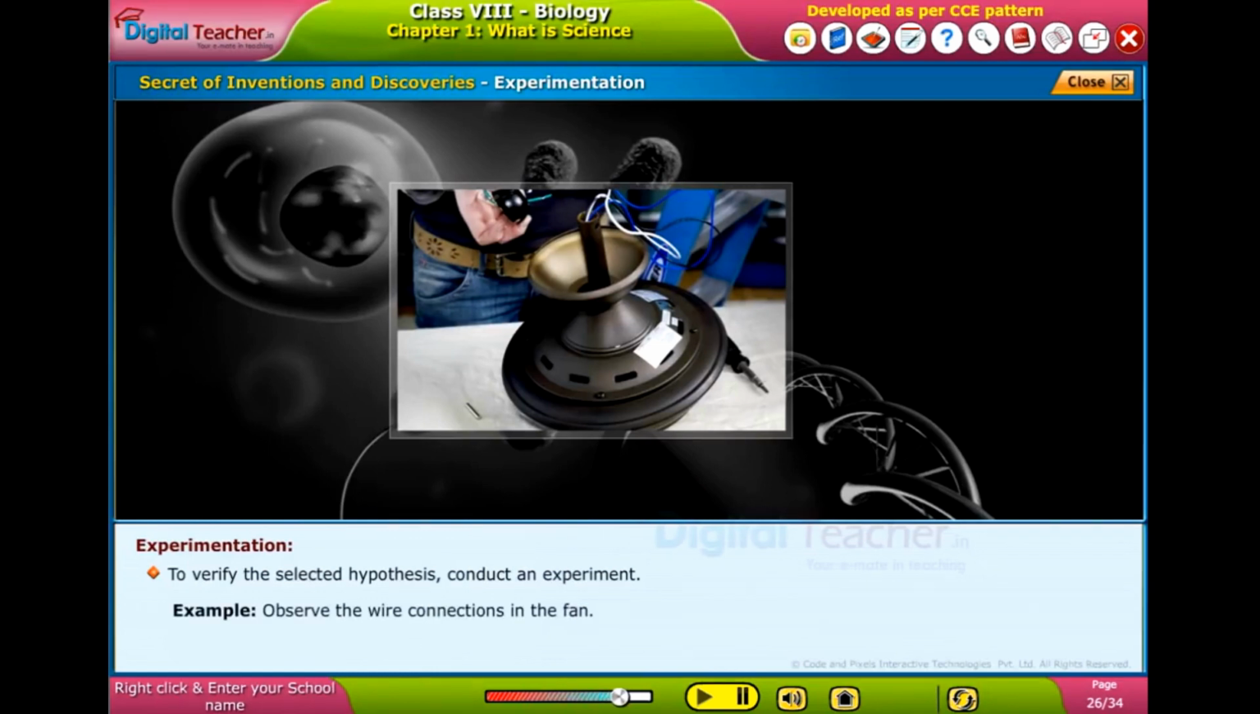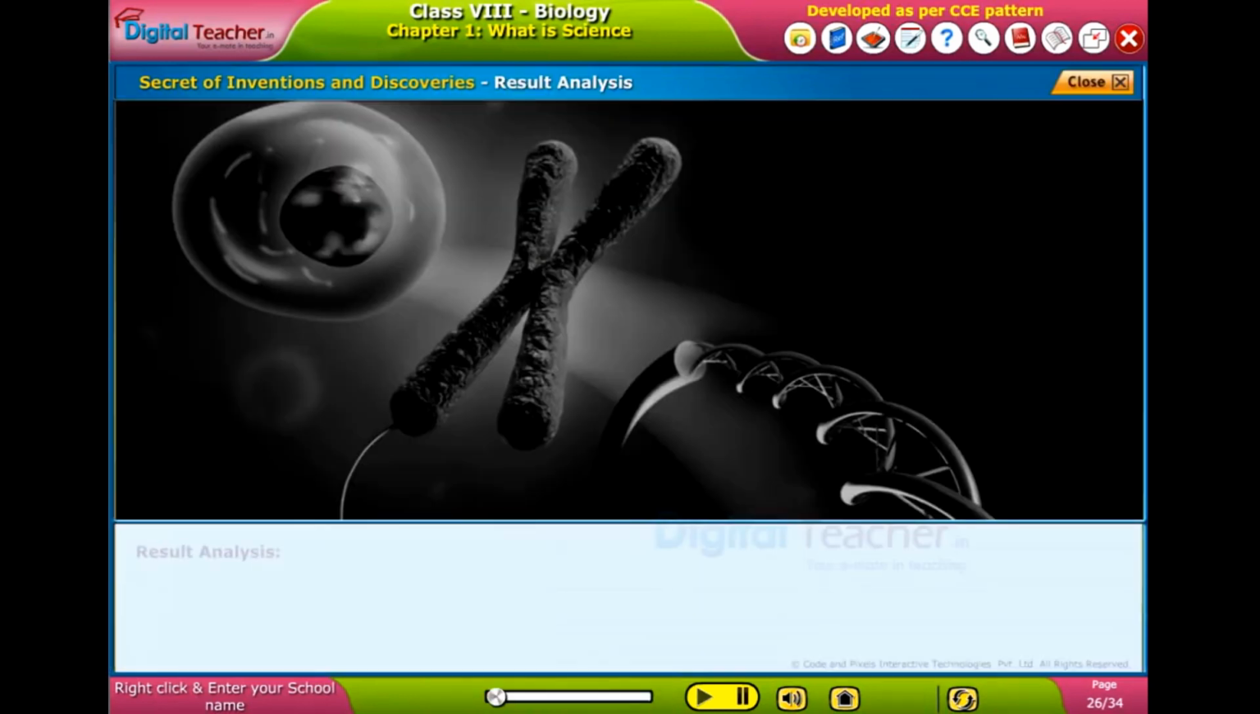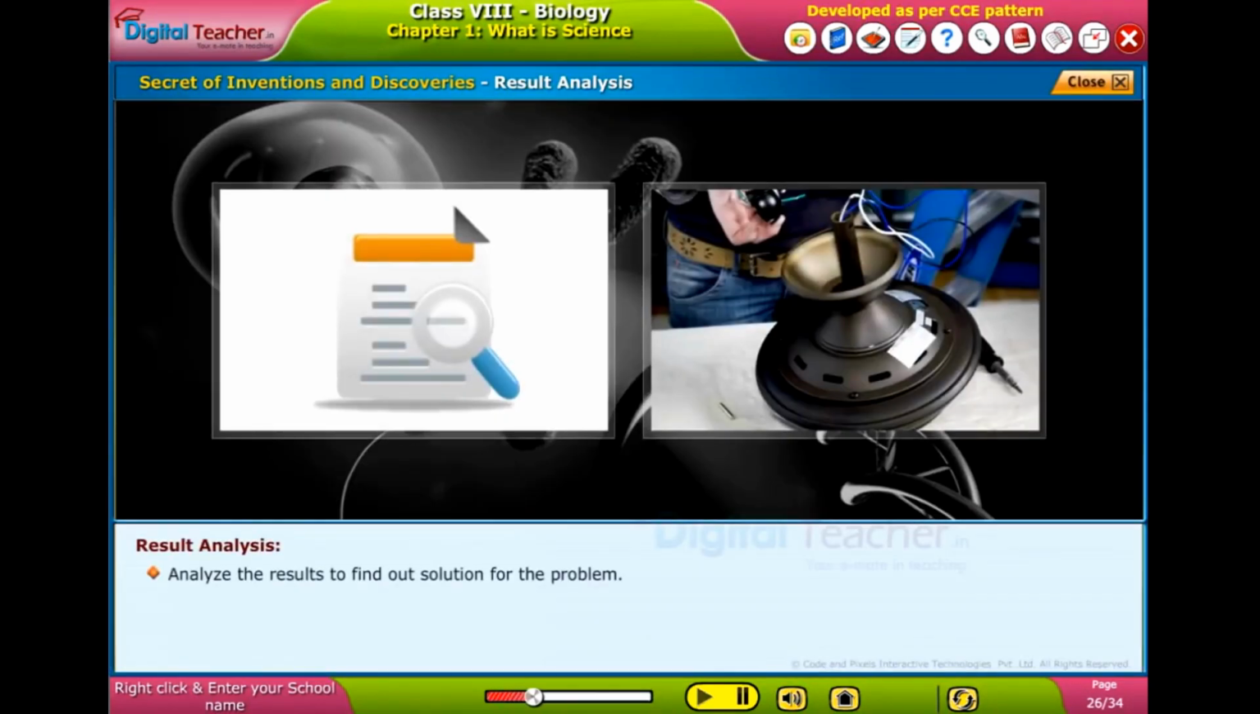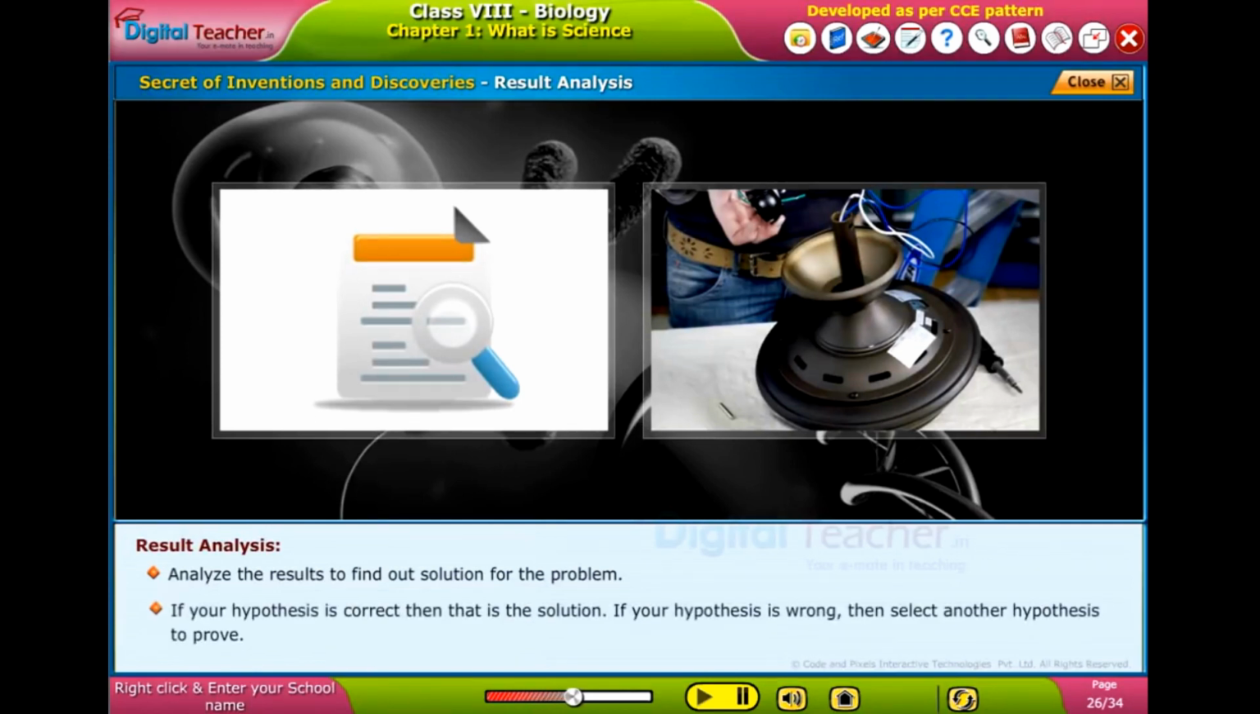Example, observe the wire connections in the fan. Result analysis. Analyze the results to find out the solution for the problem. If your hypothesis is correct, then that is the solution. If your hypothesis is wrong, then select another hypothesis to prove.